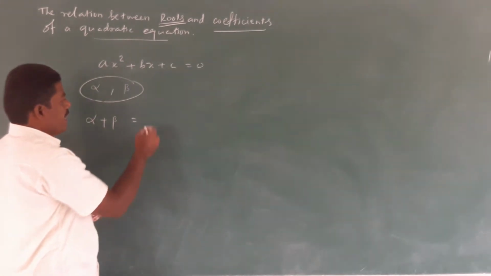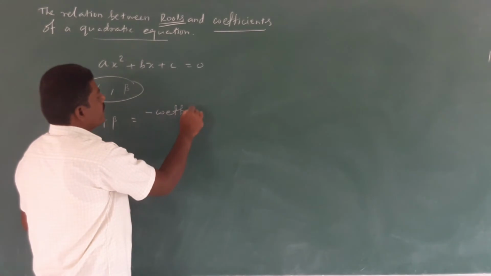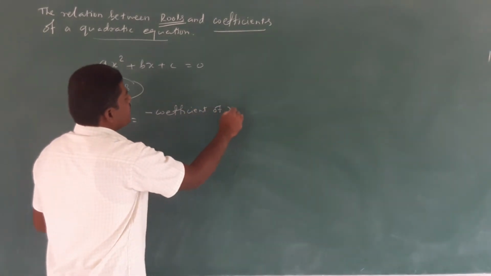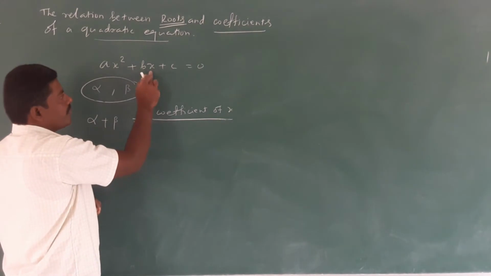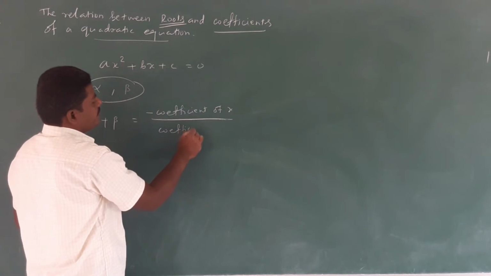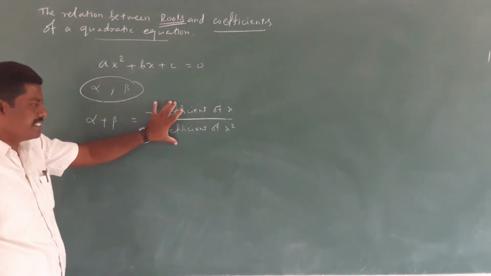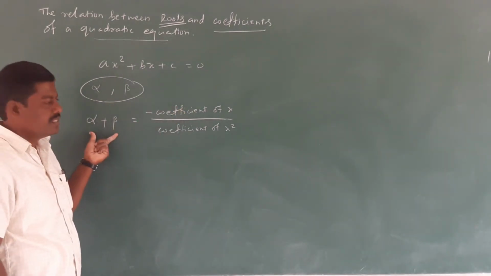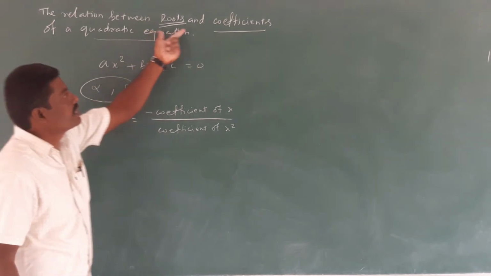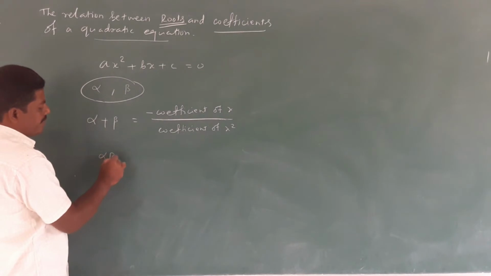Alpha plus beta, I can write minus coefficient of x. That means what? B. Coefficient of x is B, divided by coefficient of x square. Understand? This is coefficients. This is roots. These are the relations between roots and coefficients. Understand? Now I am going to find product of roots alpha beta.